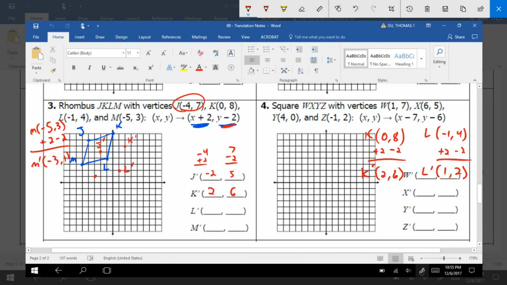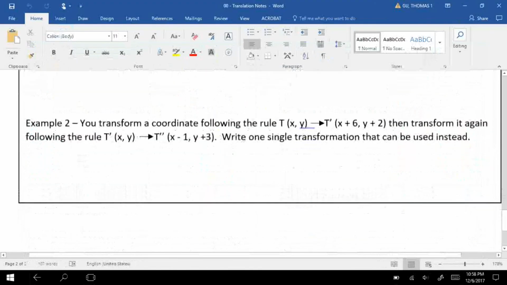And now we're going to connect the dots and make sure we still have a rhombus. Boom, boom, boom, boom. So in all of these translations, all we did was slide our figure. So it should still look the exact same as the original one, just moved a little bit. So now let's look at the final piece right here.